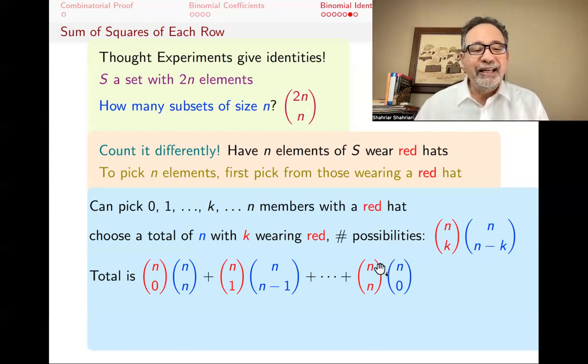But I actually noticed that in each of these, the two terms are equal because of the symmetry principle. n choose 0 is the same as n choose n.